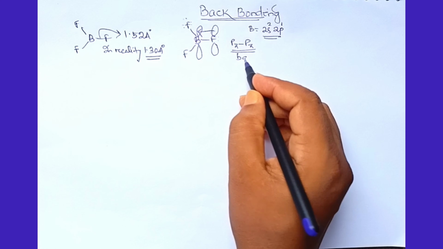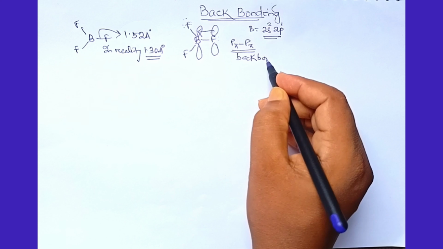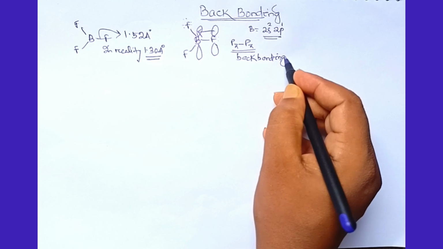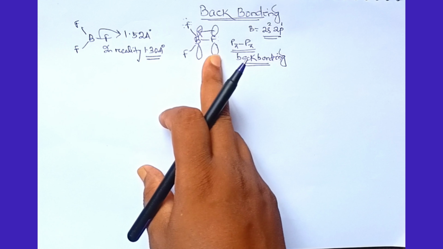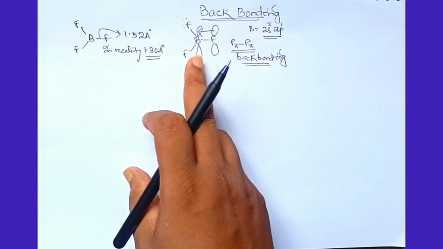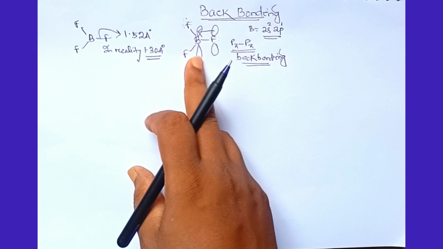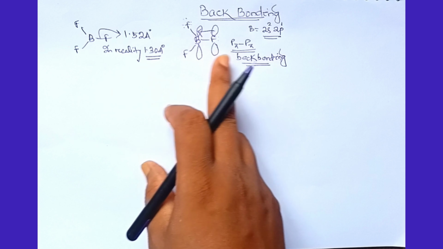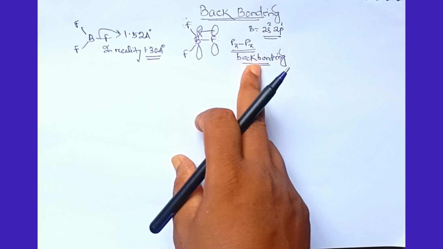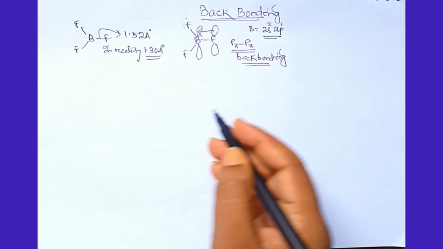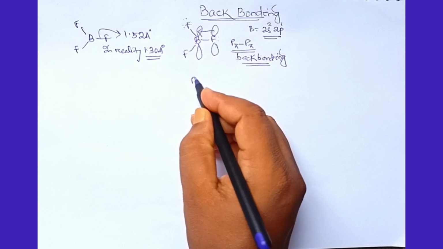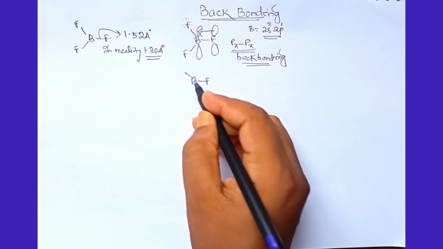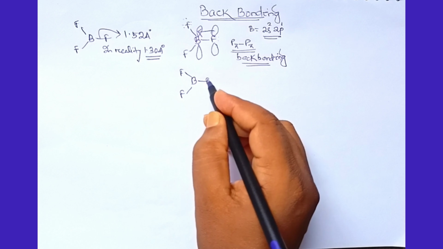What I am saying? P pi back bonding, because the back bonding takes place between the p orbital of fluorine and the p orbital of boron. So this is p pi back bonding. If we draw all the equivalent structures of BF3, then it will be like this.